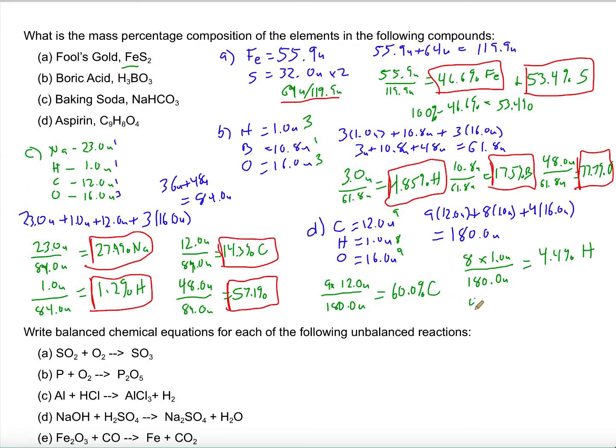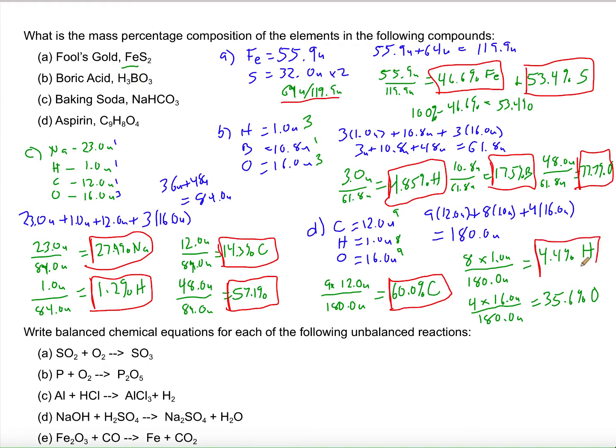Lastly, we got to do the oxygen. Oxygen, there are 4 of those atoms. Each of them is 16 units. And we divide that by 180 units. And that will give us for oxygen 35.6% oxygen. So the final answers there in the boxes would be the percentages for each of these.